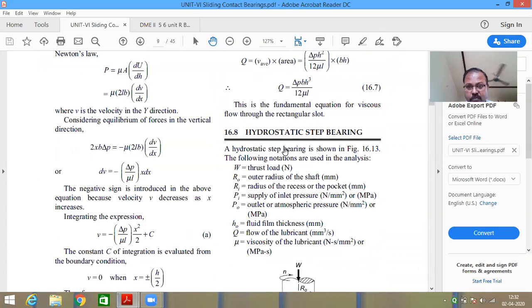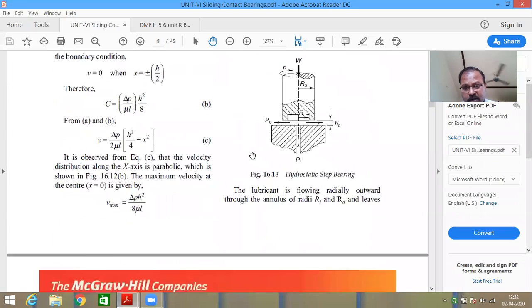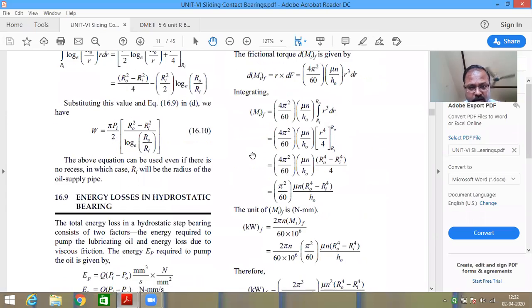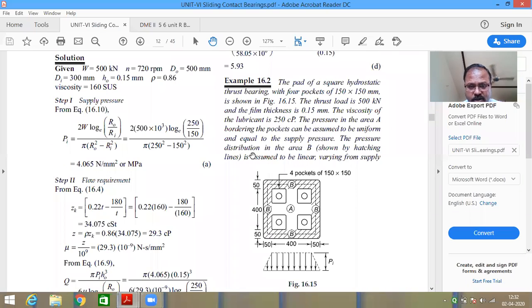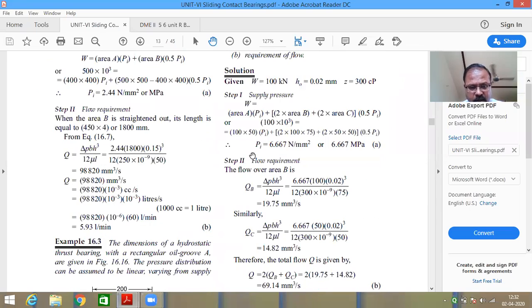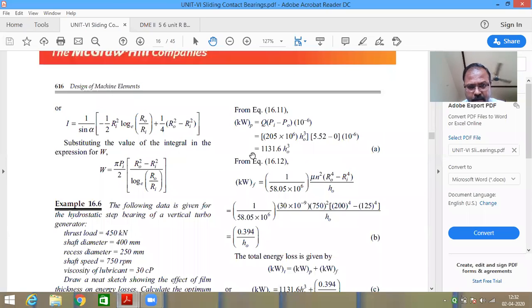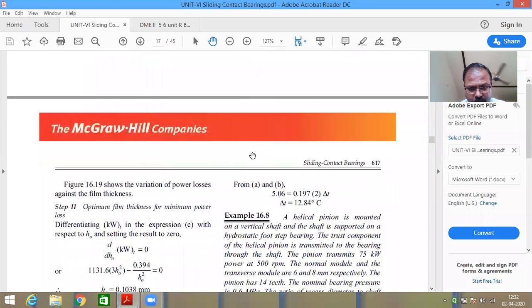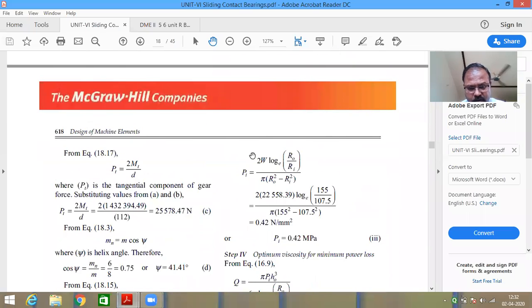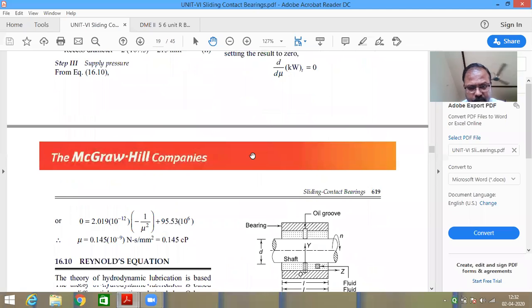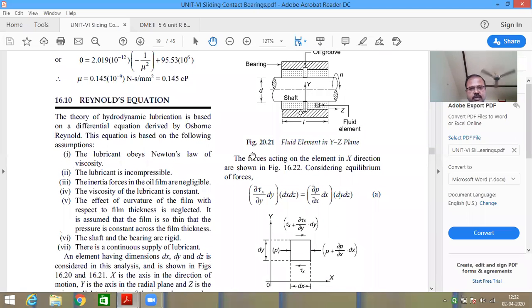We will not be dealing with hydrostatic step bearings or hydrostatic lubrication in this chapter. According to our syllabus of University of Pune, we are only interested in hydrodynamic bearings and not hydrostatic bearings. So this part is not in our syllabus. We are only interested in hydrodynamic lubrication. Then we will start with the Reynolds equation for hydrodynamic lubrication. This is the Reynolds equation.